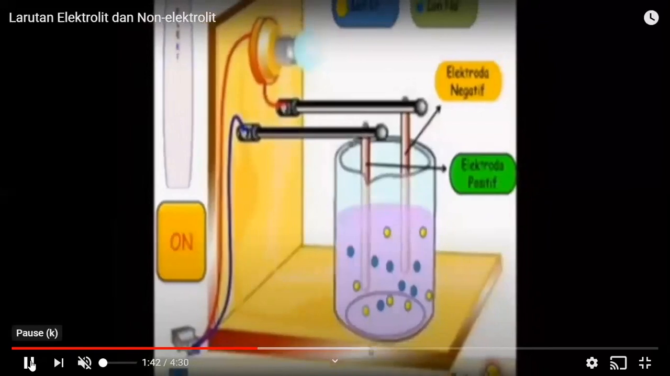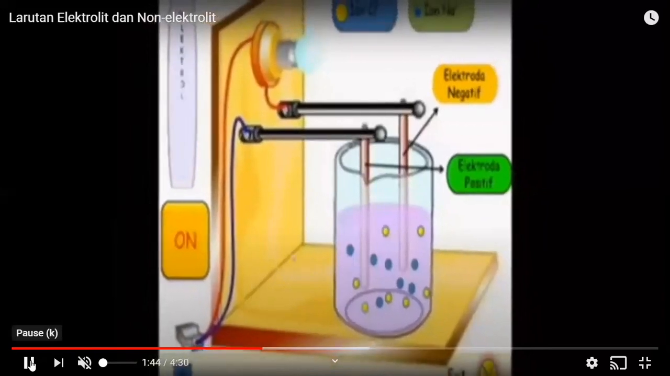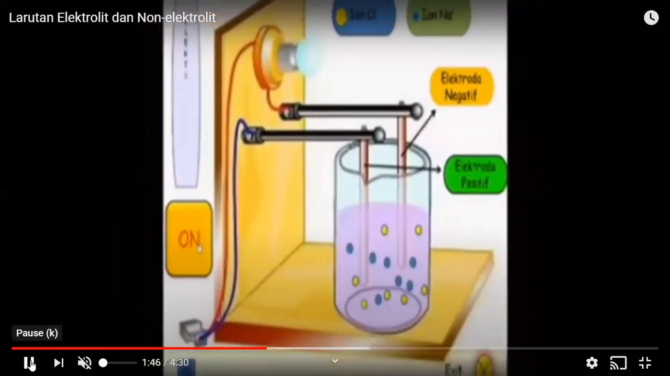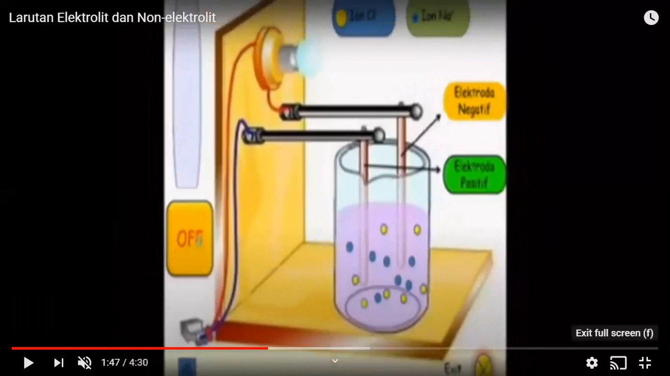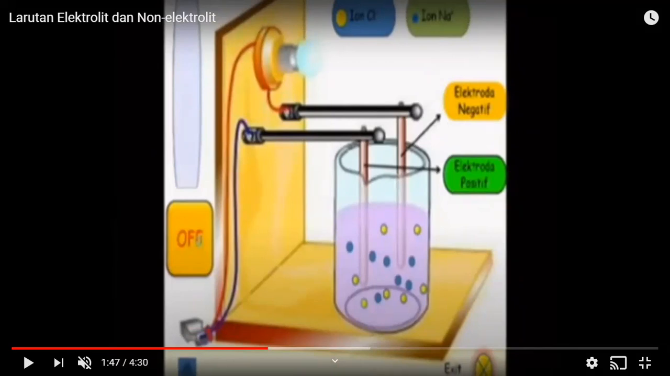Okay, so we've got a sodium chloride solution down here, and up here is a light bulb. Right now the switch is off. Electrons are going to move in the wire. That's how a current flows: electrons move in a wire.